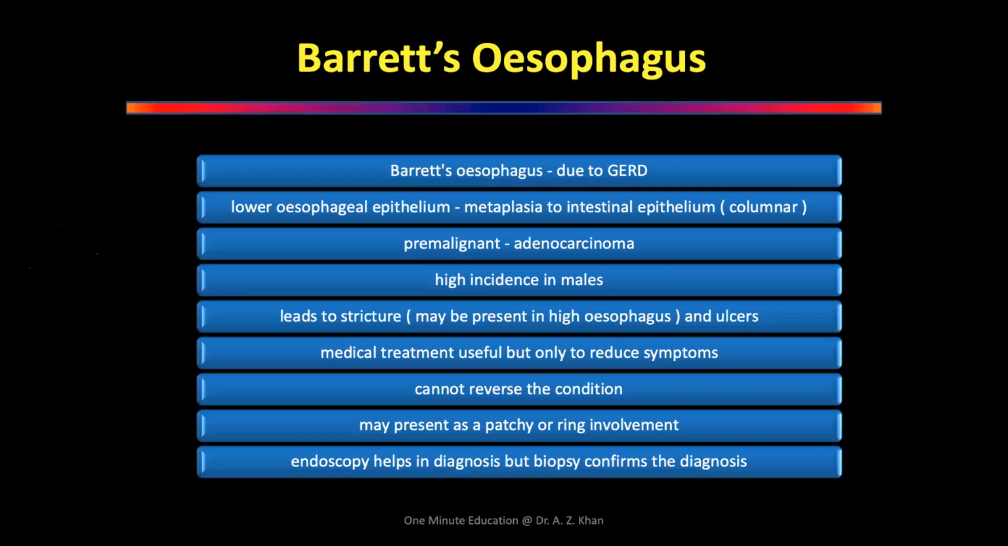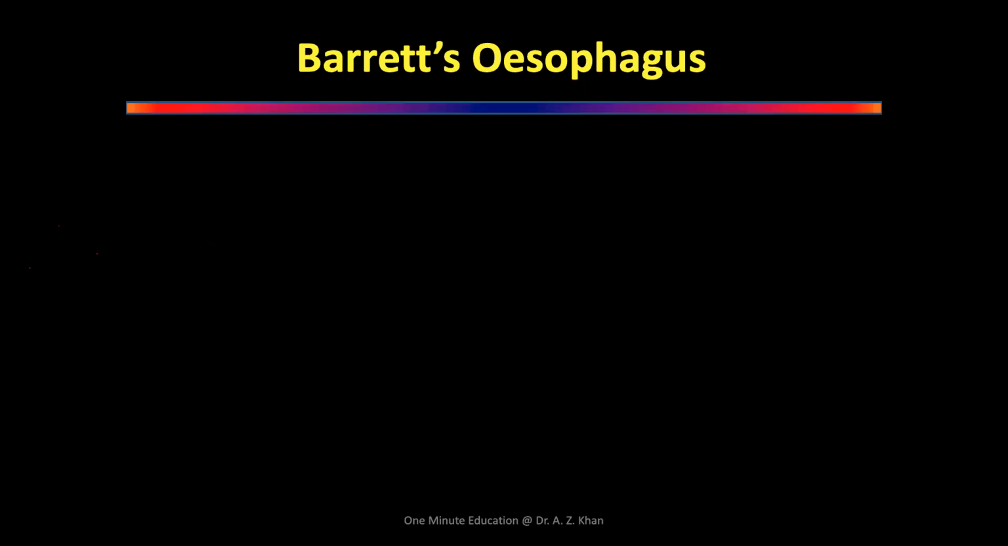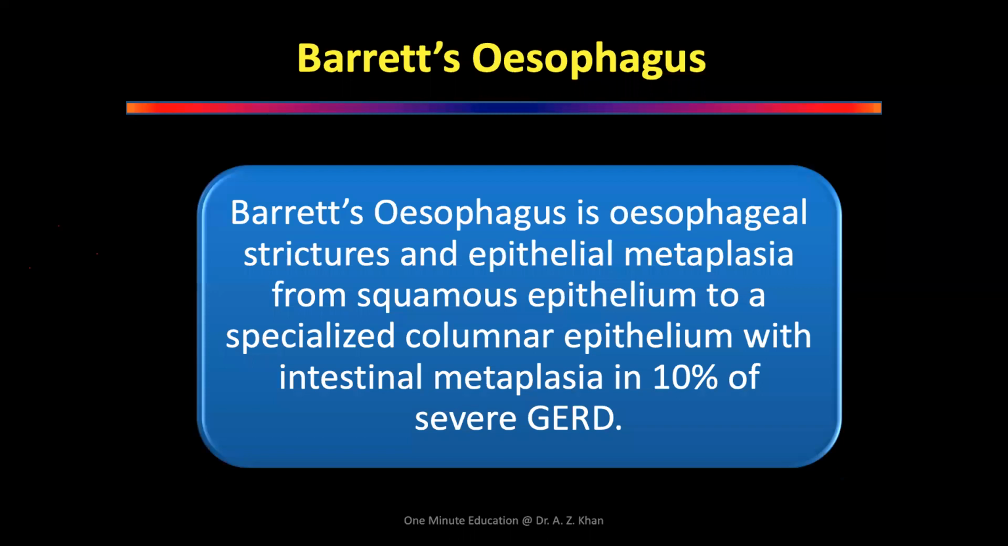And the answer is metaplasia, okay? So you have to use the word metaplasia. So Barrett's esophagus is esophageal stricture and epithelial metaplasia from squamous epithelium to a specialized columnar epithelium with intestinal metaplasia in 10% of severe GERD. And it is a pre-malignant condition and predisposes to adenocarcinoma.